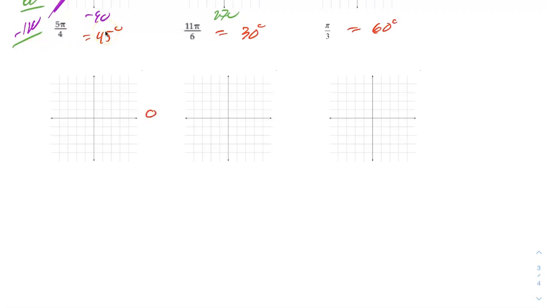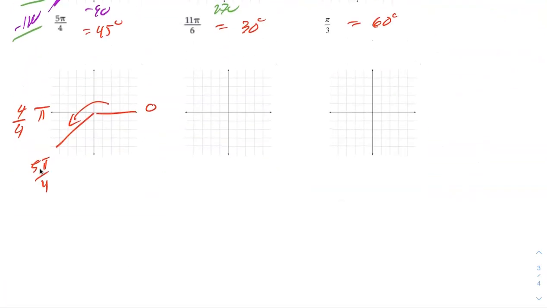So this is 0, this is pi, and the trick is to use common denominators. So you're going to want to make this 4 over 4. So 5 pi over 4 will be just a little past this. So it'll be over here somewhere. And then that'll be your angle. I do that way too much.